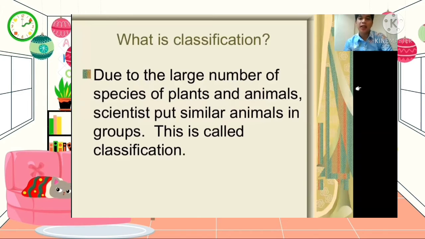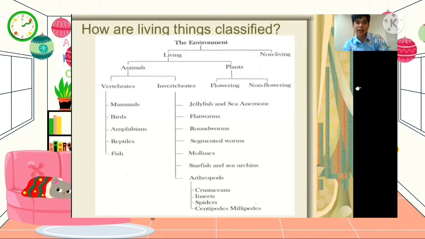Due to the large number of species of plants and animals, scientists put similar animals in groups. This is called classification. How are living things classified? These go from living to non-living, then followed by animals, and on the right is plants. From animals, there are the vertebrates and invertebrates.